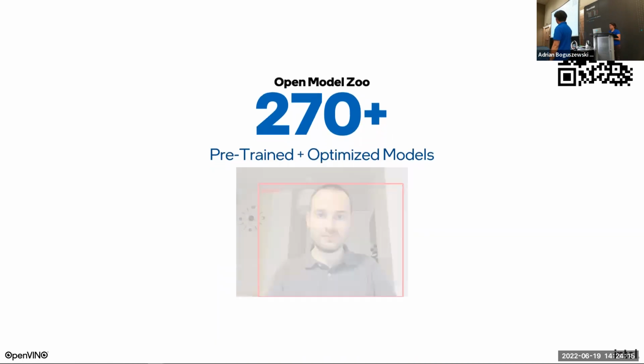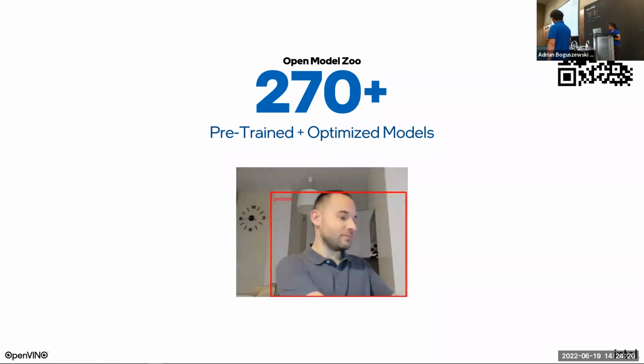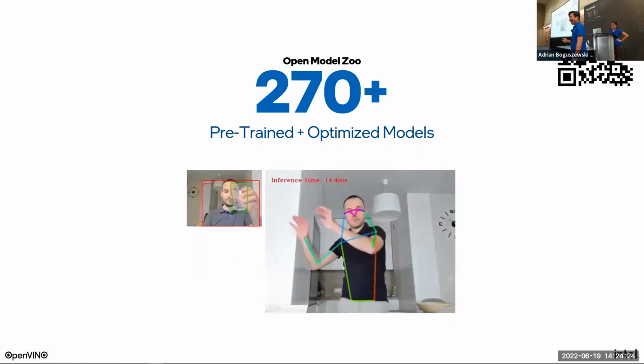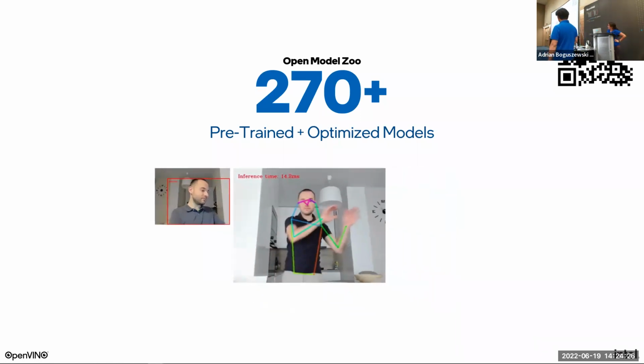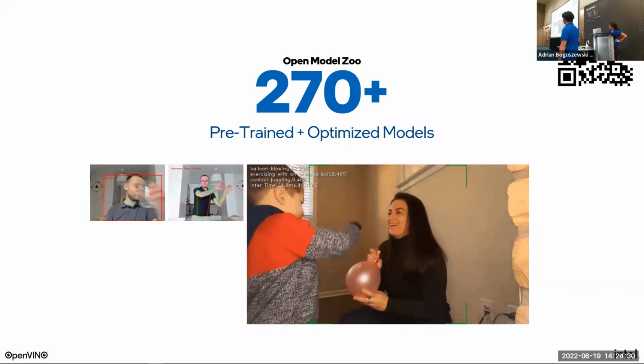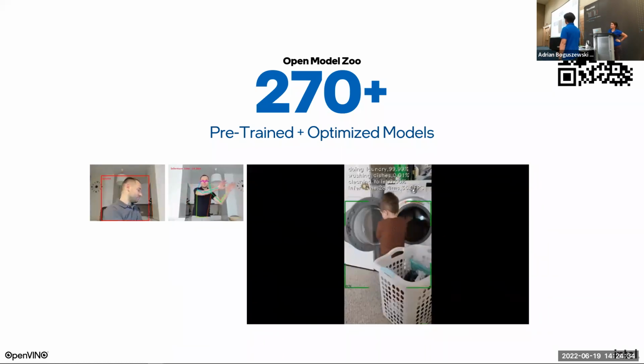So what does it have here? You have Adrian here, and more Adrian there. That's also Adrian. That was object detection. That was human pose estimation. This is action detection, action recognition.